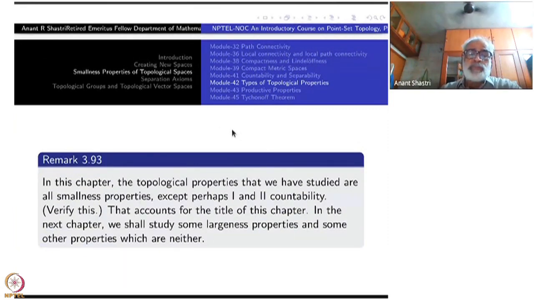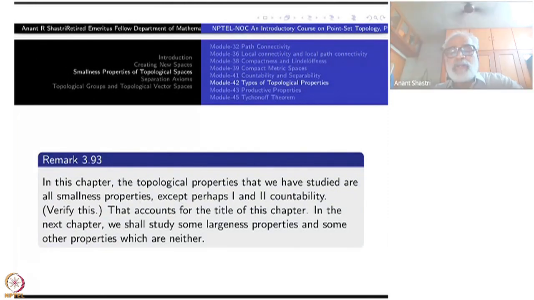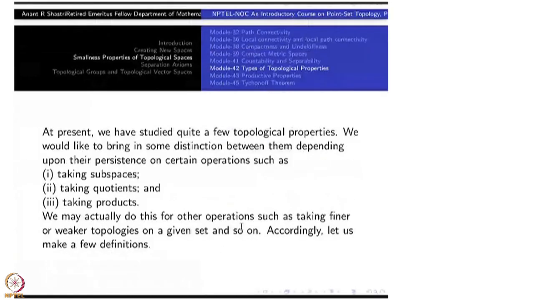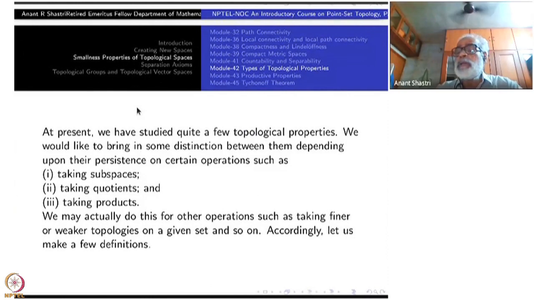The next chapter will consider those which are likely to be called largeness properties. Some of them, like Hausdorff, and first and second countability, will not be exactly largeness properties in our definition. At present, what are the things we have studied? Like path connectivity, connectivity, and all these things, right?